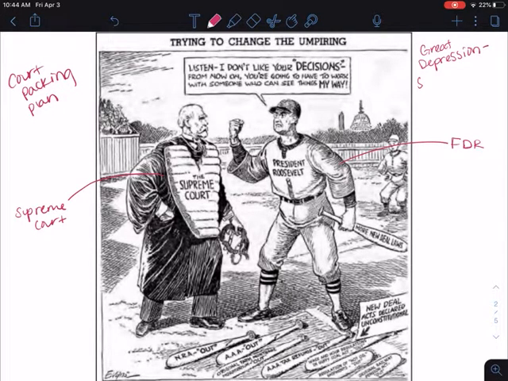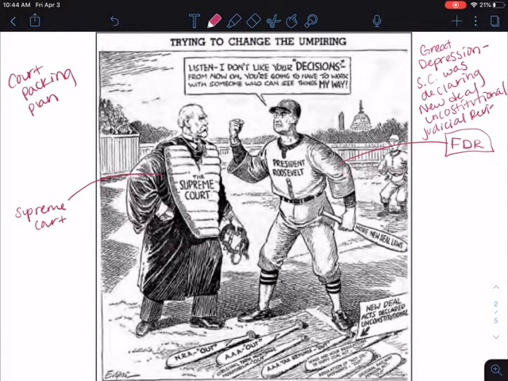The Supreme Court was declaring the New Deal unconstitutional. Using what power? Oh yeah, that's right. Judicial review. So what is the court packing plan?